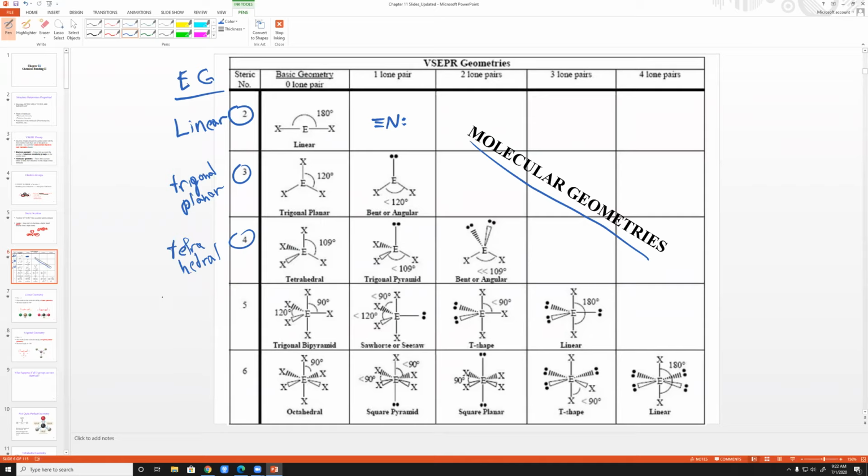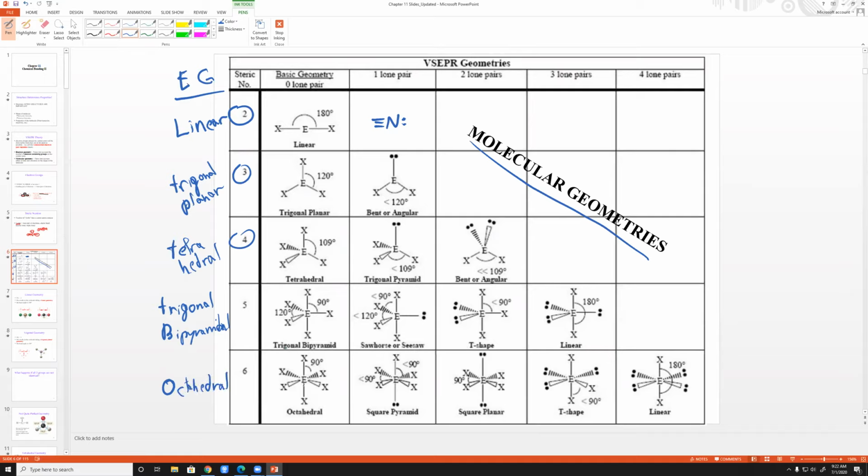And then for 5, it's going to be trigonal bipyramid. Sometimes you call it bipyramidal or trigonal bipyramid. That's fine. And then for 6, it's going to be octahedral. It's weird how it's octahedral, not hexahedral or something, but it's octahedral.